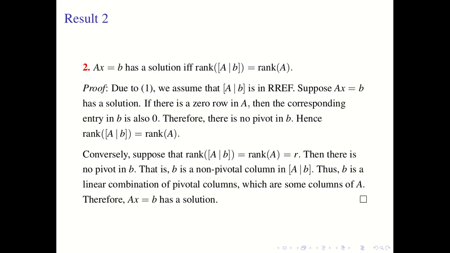Now let's look at the second result. Ax equal to B has a solution if and only if rank of the augmented matrix is equal to rank of A. Now to prove this result, first of all we can assume that the augmented matrix AB is in the row reduced echelon form, because we have already proved that if you do any finite set of elementary row operations on AB and get a new matrix, the solution to A prime x equal to B prime is same as solution to Ax equal to B. So therefore we can replace AB by A prime B prime and assume that AB is in the row reduced echelon form.